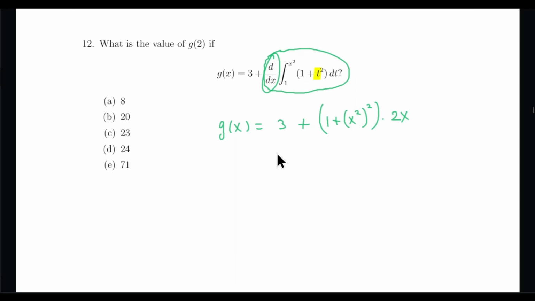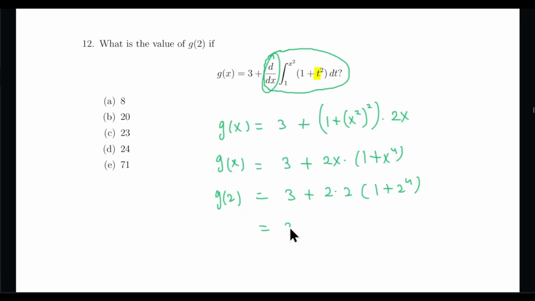So g is simplified as 3 plus 2x times 1 plus x to the 4, and I just replace x by 2. So g of 2 will be 3 plus 2 times 2, times 1 plus 2 to the 4. This will be 3 plus 4 times 1 plus 16. 68, I think, 70, 71. So that should be our answer, yes, which is option E. That should be it, yeah.